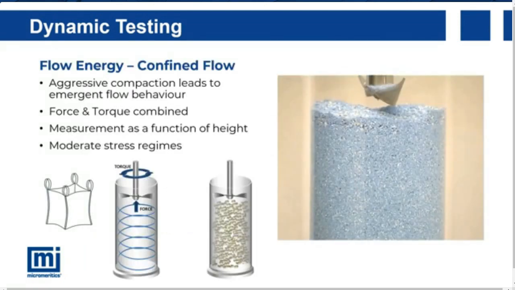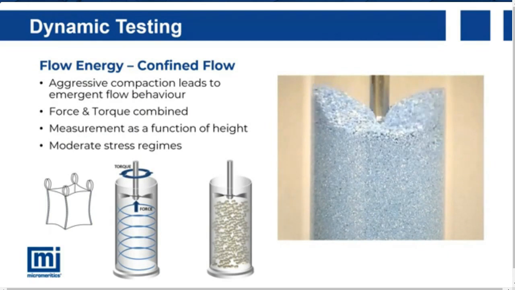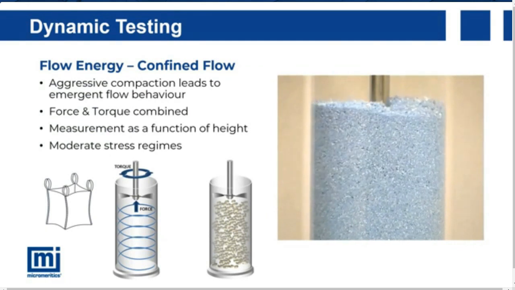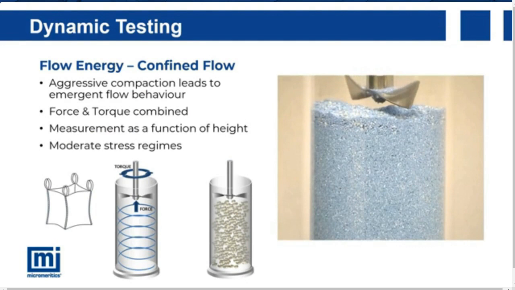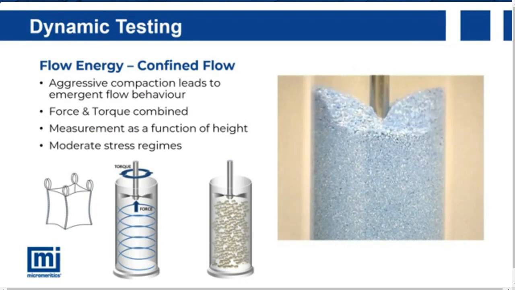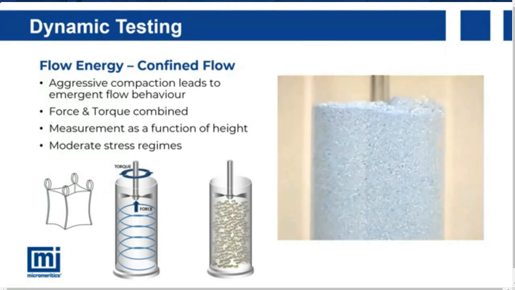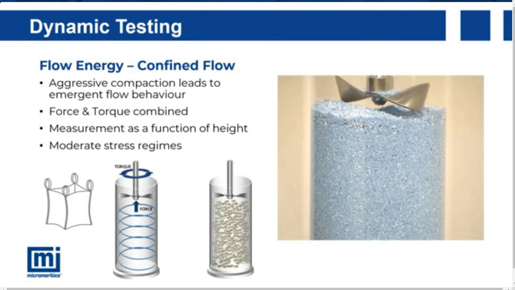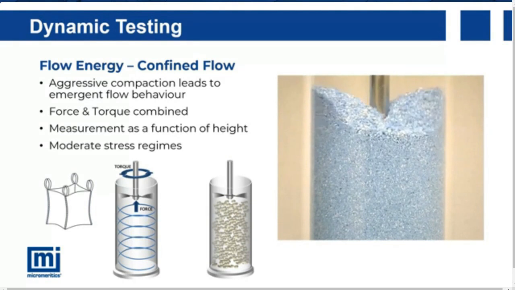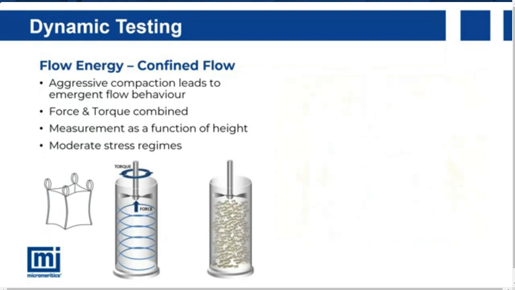When measuring the conditions inside confined areas such as tubes, pipes, and containers, the blade is employed in an aggressive flow pattern, causing the powder to flow in front of itself. As it causes the rotation of the whole powder column, the blade is measuring both vertical force and rotational torque, i.e. the resistance to the blade's motion. These values can then be combined and integrated as a function of height to provide a flow energy value. This particular methodology is most applicable to moderate stress regimes in confined or constrained conditions.